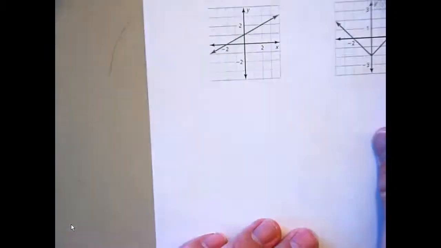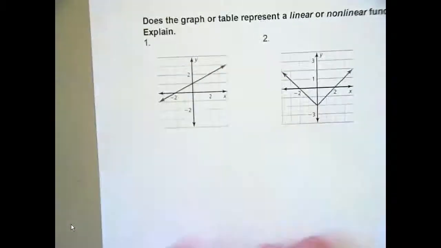You said straight line is continuous, but a straight line can also be a discrete thing, because the dots could be in a line. You're right. We haven't got to that yet.